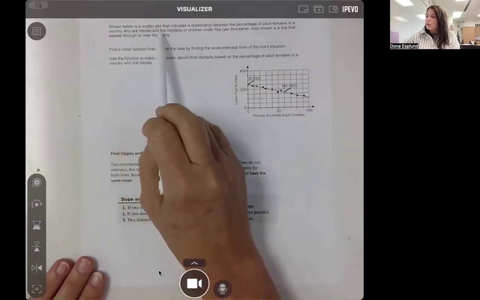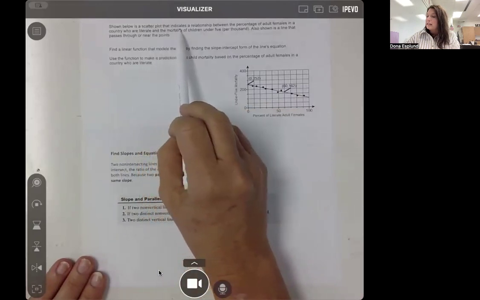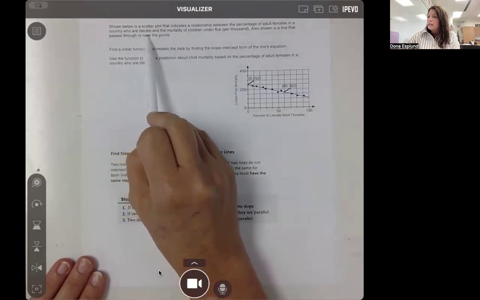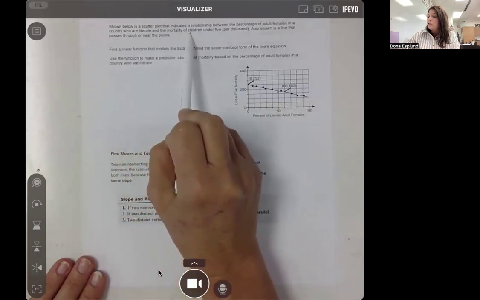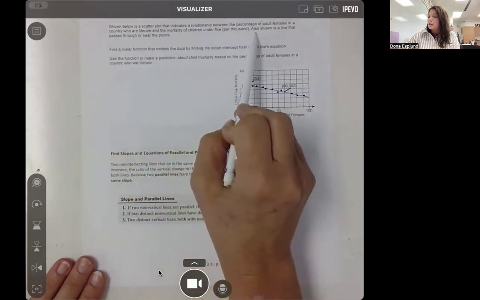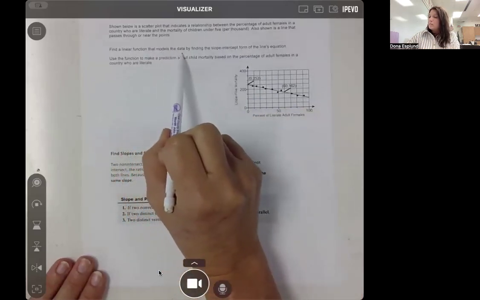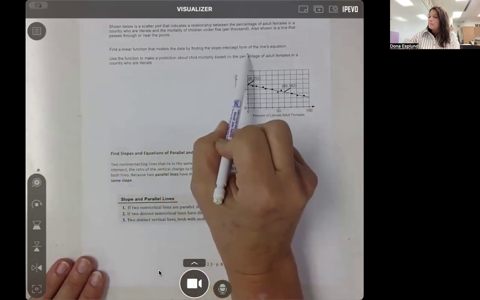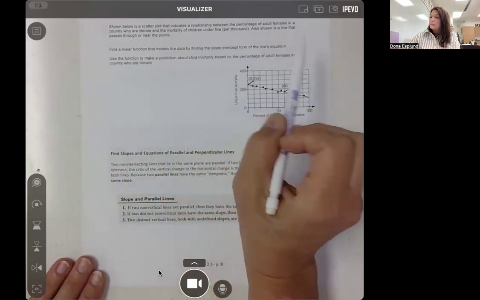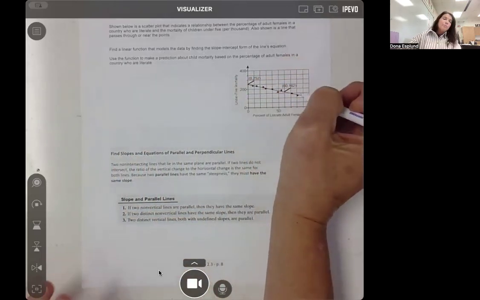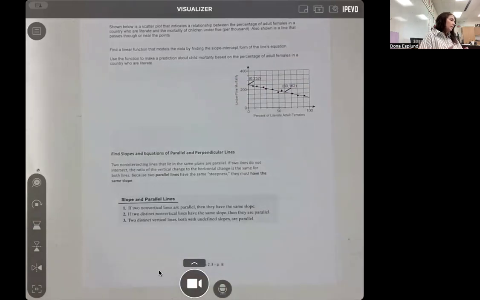It says, as shown below is a scatter plot indicating the relationship between the percentage of adult females in the country who are illiterate and the mortality of the children under 5 per thousand, also shown as the line that passes through the near points. Find the linear function that models the data, finding the slope intercept form of the equation of the line. So when we have this equation, your scatter plots, you can tell your calculators, and you can also go to Desmos and plot a few points and it'll create a scatter plot.